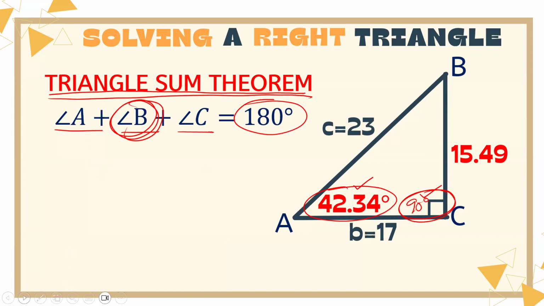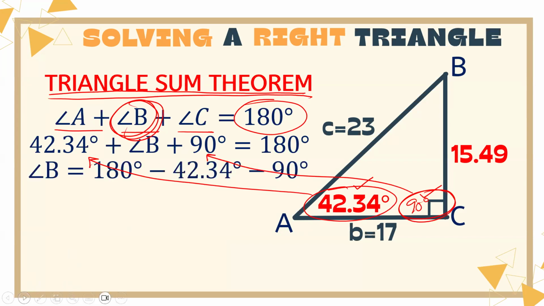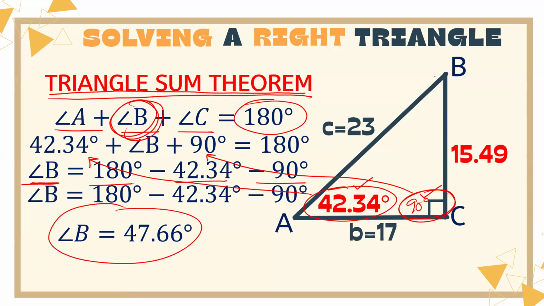So, substituting the angles further, 42.34 is substituted for A, and the right angle is substituted for C. Then, transposing all the values to the other side, we isolate B here on the left side. So, 180 minus 42.34 minus 90 degrees. That would be 47.66 degrees. So therefore, the measure of angle B should be 47.66 degrees.